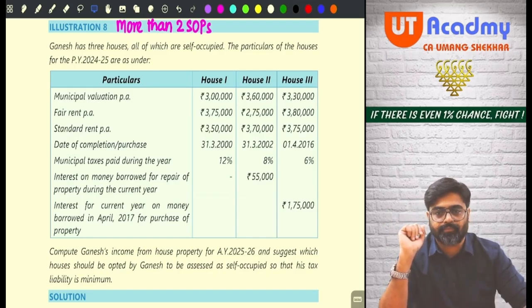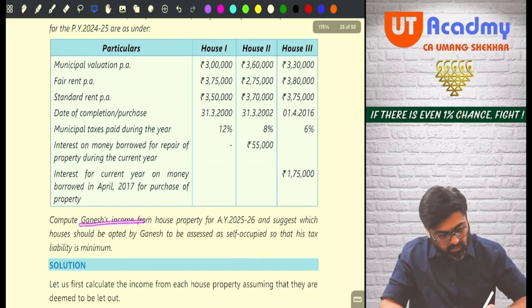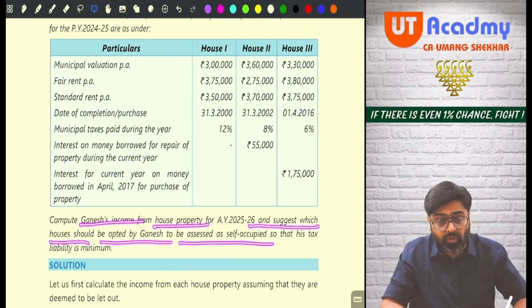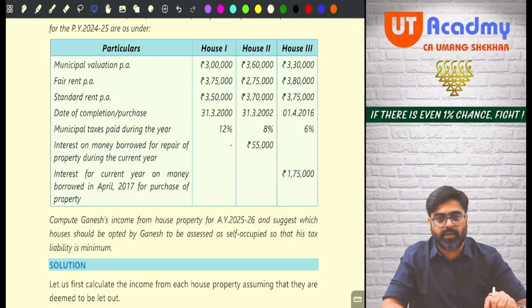Now, pay attention. Compute Ganesh's income from house property and suggest which house should be opted by Ganesh to assess as self-occupied so that his tax liability is minimum. Read the question properly. Minimum tax liability should come.